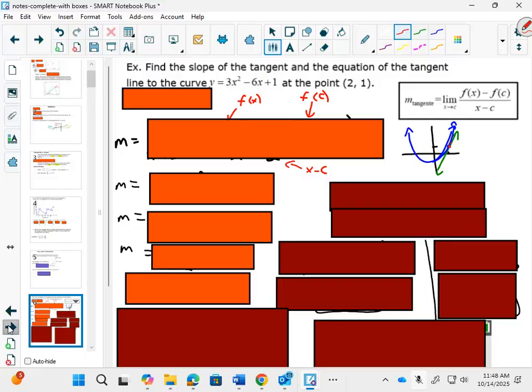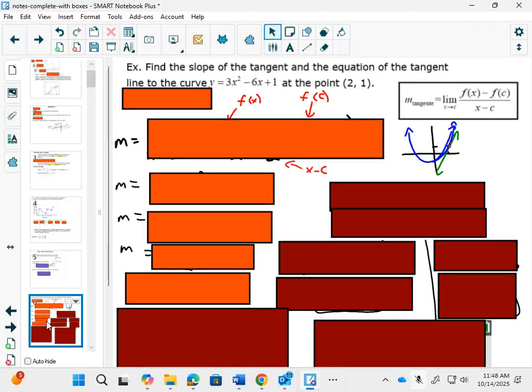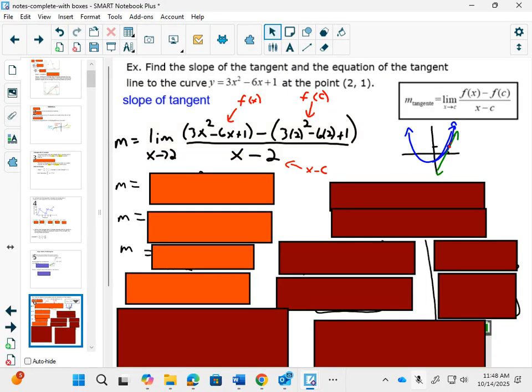The limit as x goes to c is saying that I keep making x closer and closer and closer to the point c. That's going to get closer and closer to that tangent line. So let's look at the mathematics. Okay, we want to find the slope of the tangent line. It's going to be the limit as x goes to 2 because our c value is 2. We have to plug in f of x minus f of c over x minus c.